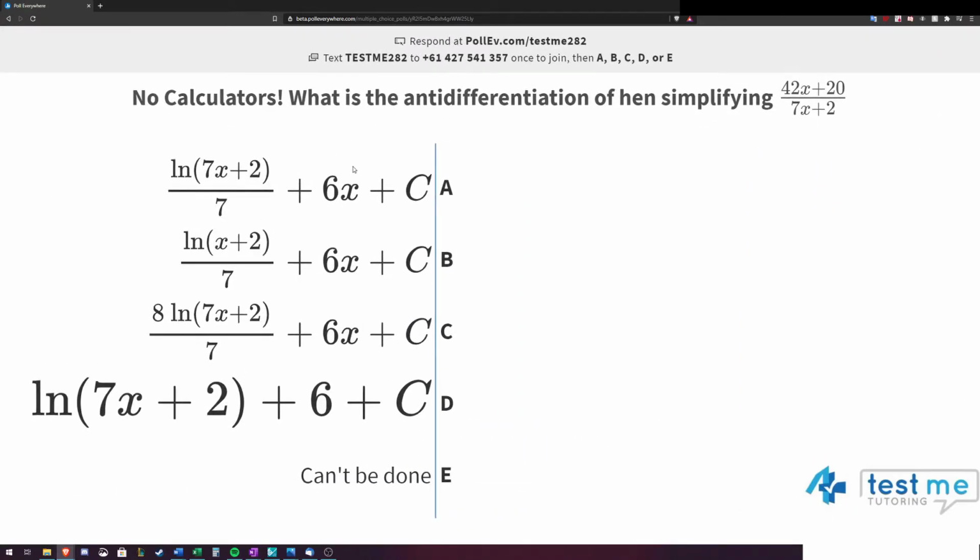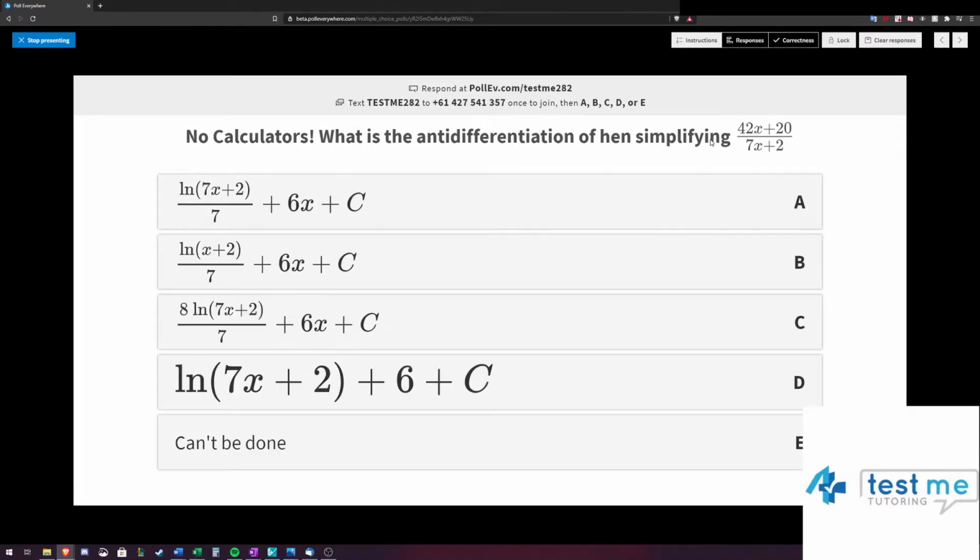Alright. I don't even know what that's meant to say, but what's the anti-differentiation when simplifying? It's not meant to say 'of when', but just what's the anti-differentiation when simplifying that? Give it a go. Being that you got the one before right, I reckon you should be sweet for this one. And I'll turn off that so we can see that.